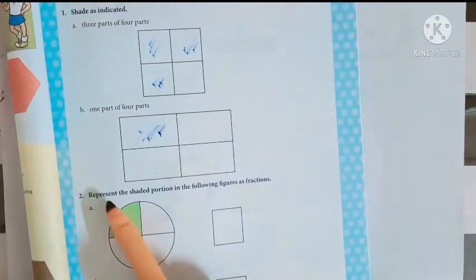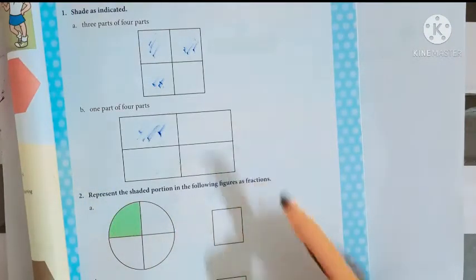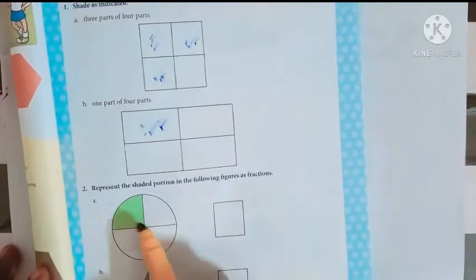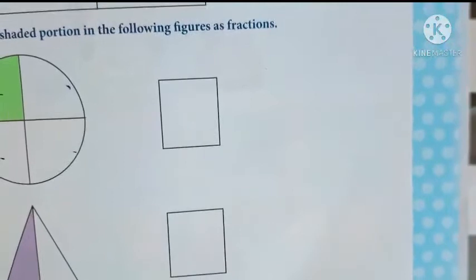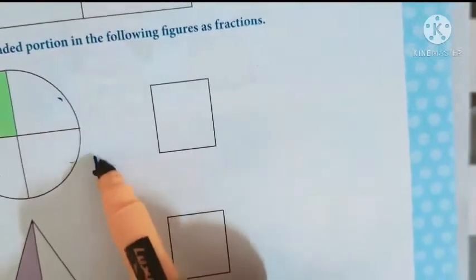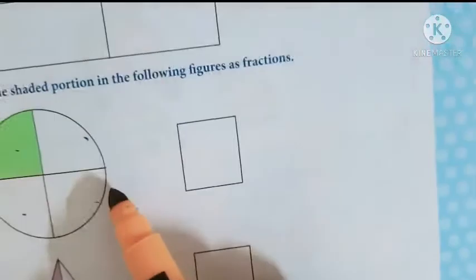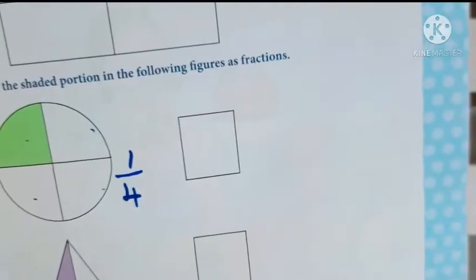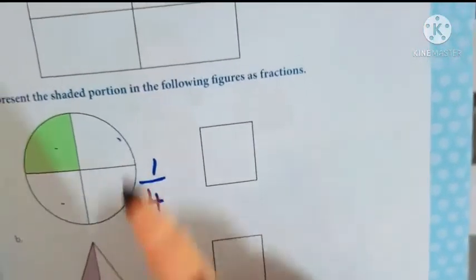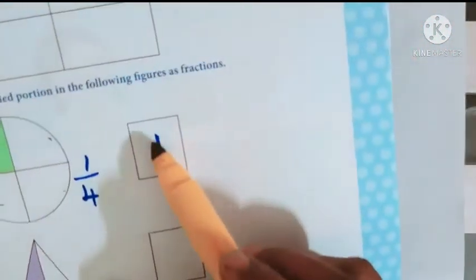Right? Fine. Represent the shaded portion in the following figure as fraction. Now what you are going to do is, first you have to write the total number of parts. So how many parts are here? Can you see? It is 1, 2, 3, 4. Isn't it? So first you write the 4 parts down. Okay, right? In that, how many parts are colored? 1. Okay. So how will you write it? 1 part of 4 parts. That you can write here, 1 by 4.